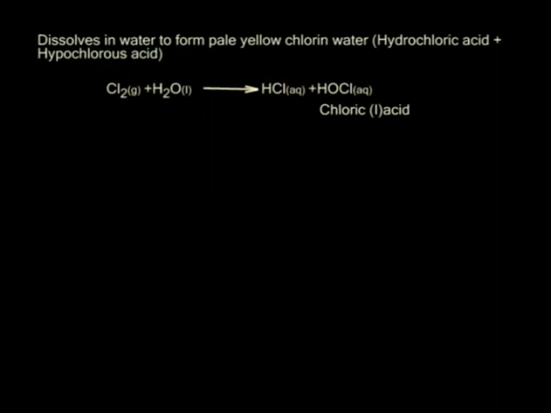As we stated, chlorine water contains a mixture of hydrochloric acid and hypochlorous acid dissolved in water. Hypochlorous acid decomposes slowly to hydrochloric acid and oxygen.